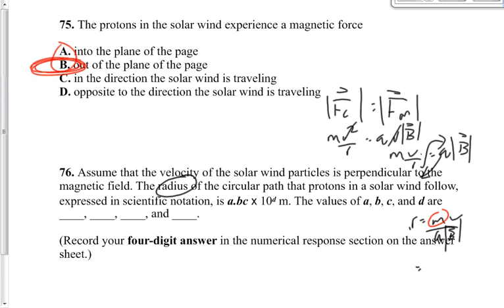759... for whatever reason, I'm thinking, is it 7.59 times 7? Okay, I just had this vague recollection of seeing this question. 7.59 times 10 to the 4. So we'd express that as 7594, because it's A decimal B, C times 10 to the D.